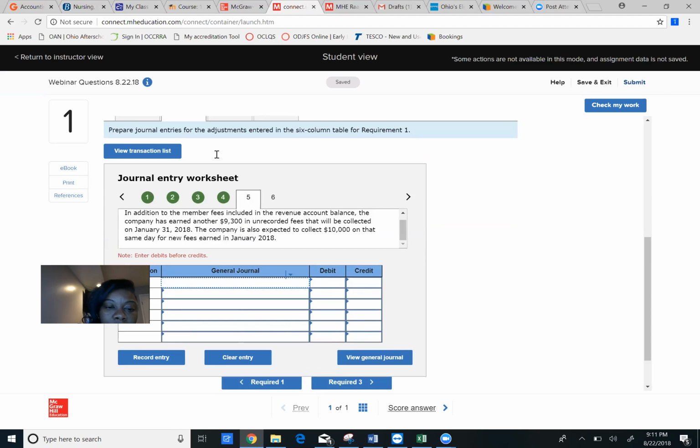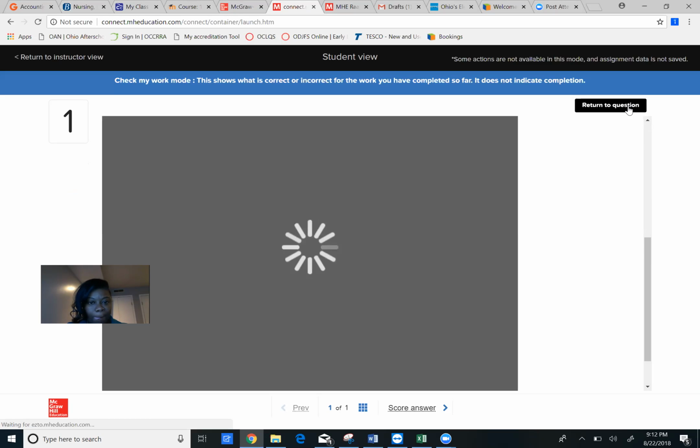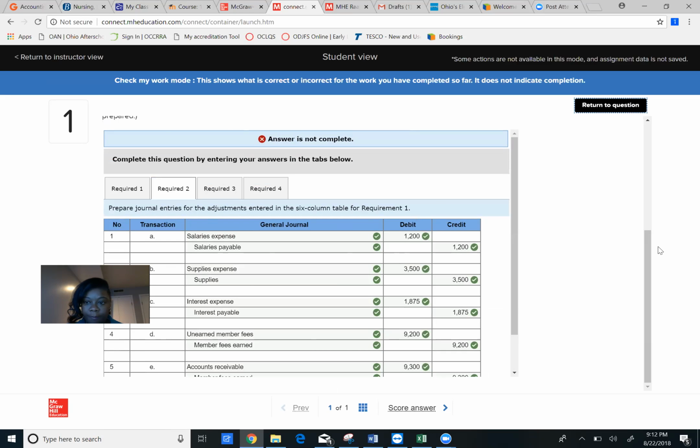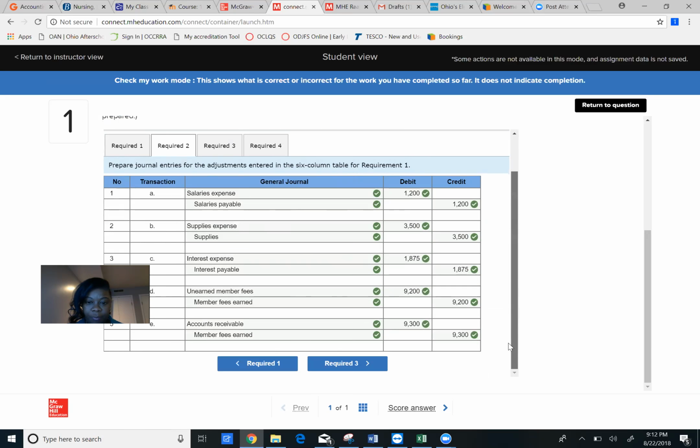All right, so what was our debit? Accounts receivable. What did you say? I was trying to remember what our debit was. 9,300. Yep, it was accounts receivable. And then our revenue was the offset, and that was for 9,300. And then we're going to check our work. All right. We did a great job. We did it correctly. And so we're going to move on to the next one.